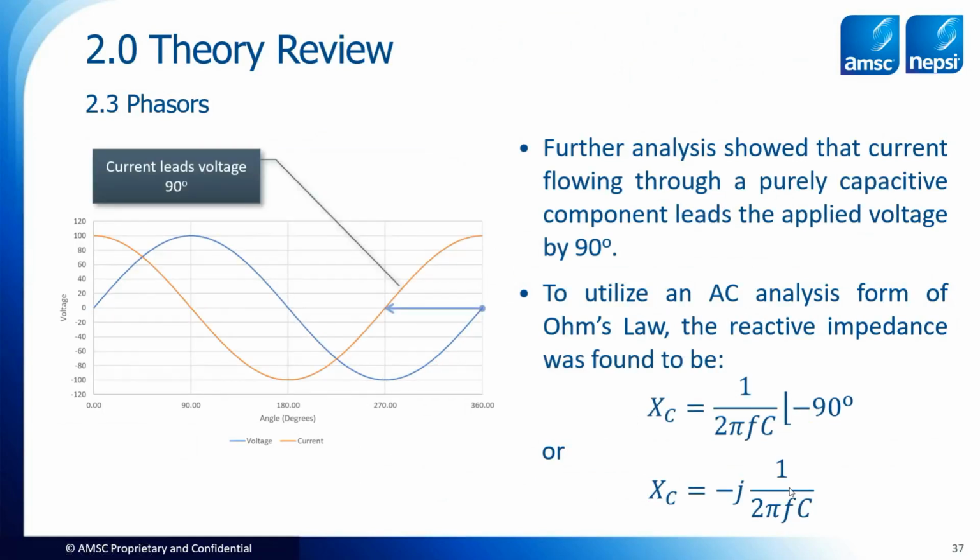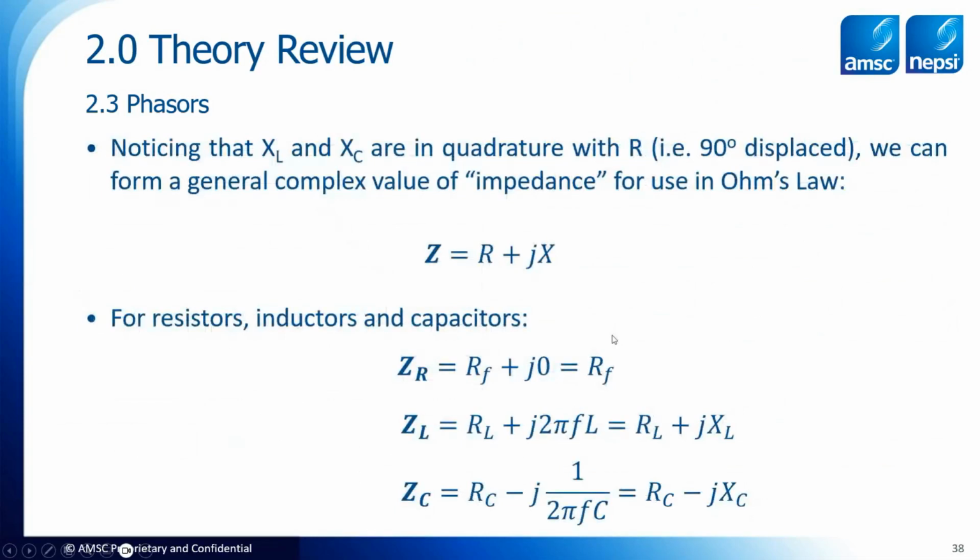Similar for a capacitor, he found that the current was leading by 90 degrees, and he determined also that the magnitude of that reactive part of the impedance was 1 over 2 pi FC, which means the reactive impedance is minus J 1 over 2 pi FC. So, noticing that XL and X sub C are in quadrature with each other, with the resistance 90 degrees displaced, we can form a general complex value of impedance in Ohm's law. Z equals R plus JX.